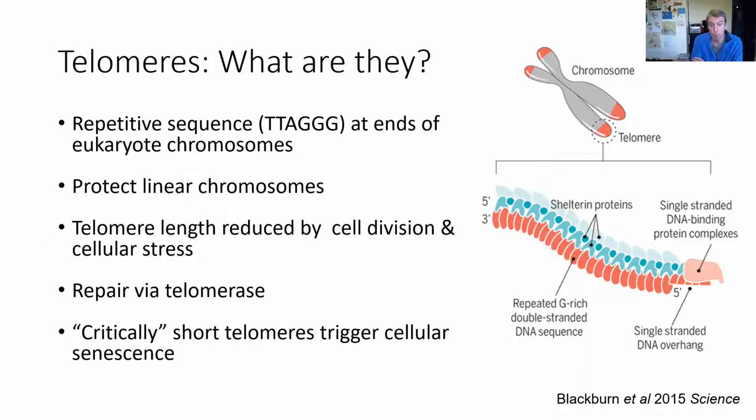And I think very importantly, having critically short telomeres is known to trigger cellular senescence. So you can see that telomeres have a very important role in genomic integrity, and also have a role in controlling cellular senescence.